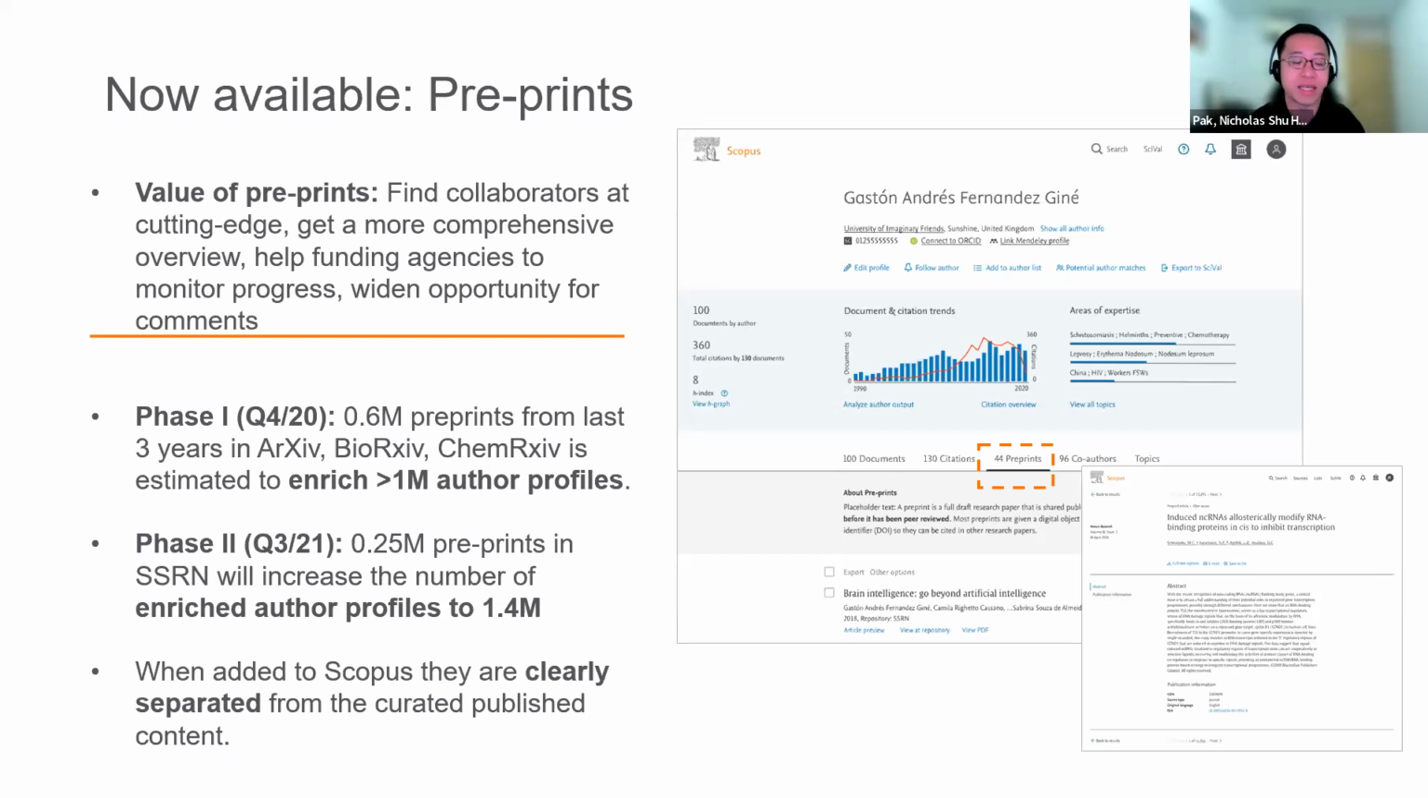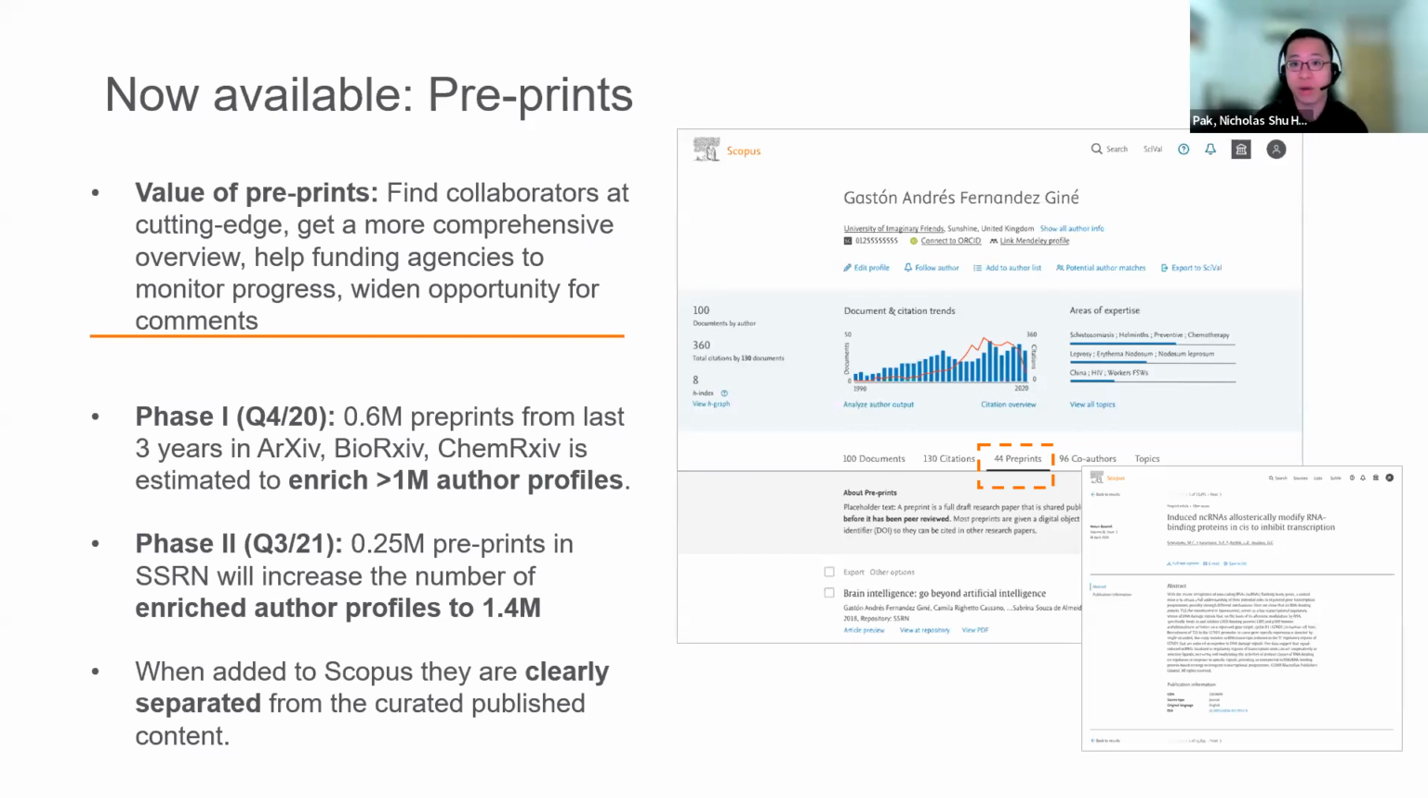We've been introducing preprints in sequences. In phase 1, in Q4 of 2020, we brought in about 0.6 million preprints from arXiv, bioRxiv, and chemRxiv, and we have been enriching over 1 million author profiles. In the second phase in 2021, we brought in approximately 250,000 preprints from SSRN, which will increase the number of enriched profiles to 1.4 million.